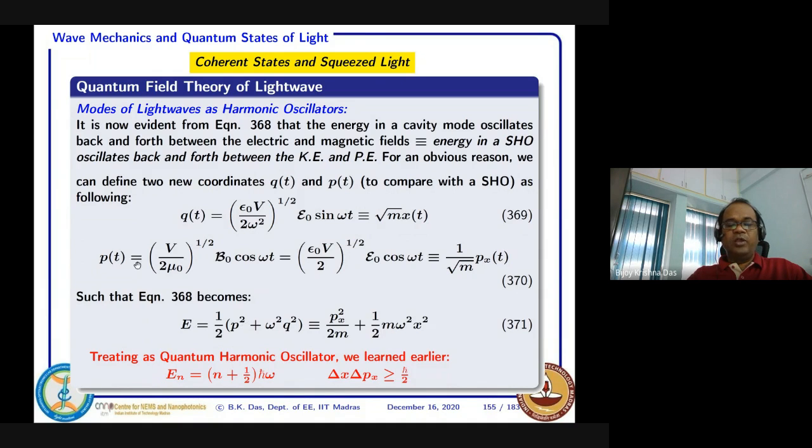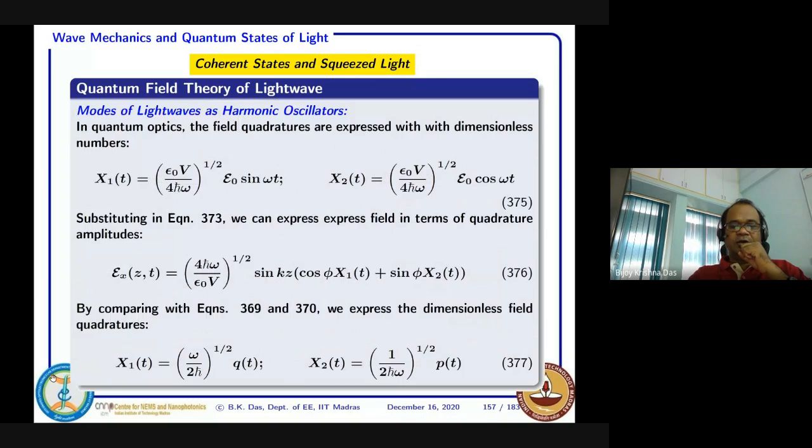Now you see, if we have the expression for P(t) equal to this one and Q(t) equal to this one, we know E0 sin omega t and E0 cos omega t can be expressed in terms of the x1 and x2 field quadratures. That means I can express x1 and x2 in terms of q and p. That is what we did. We represented x1 and x2 in terms of Q(t) and P(t), because they have a direct relationship with the classical simple harmonic oscillator we already know.